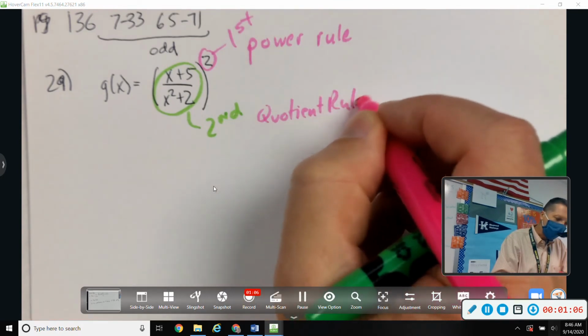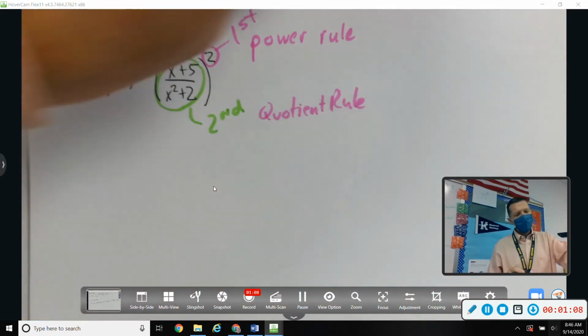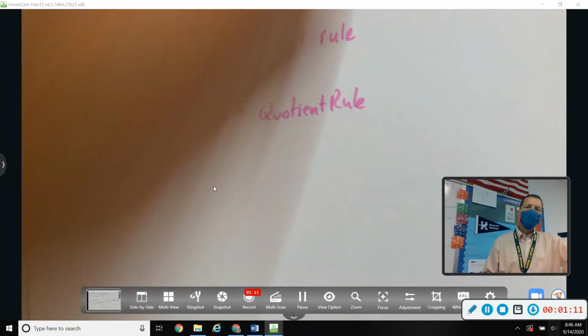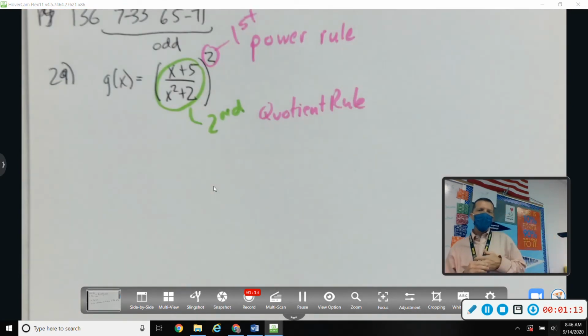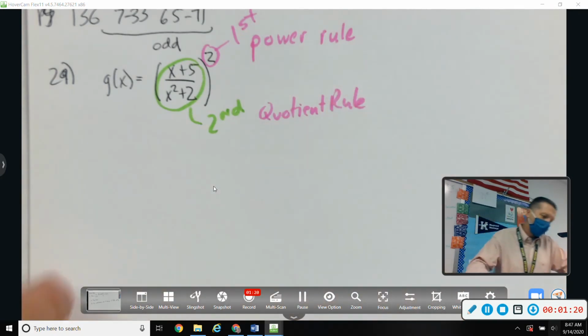Oh, messed up my color scheme. Oh well. Okay, and you can do that. Some people will sort of annotate the problem and then do the problem. Others just jump right in. Either way is fine.